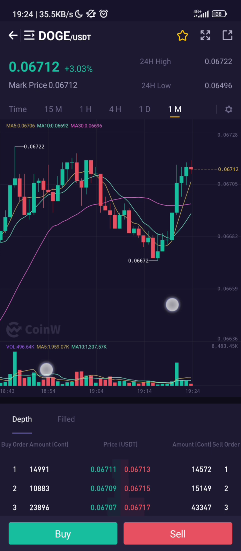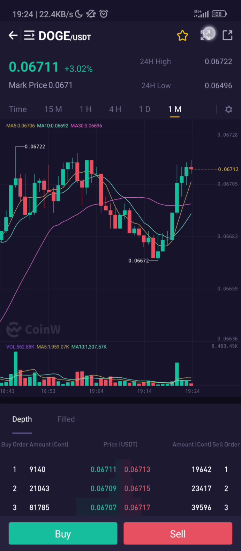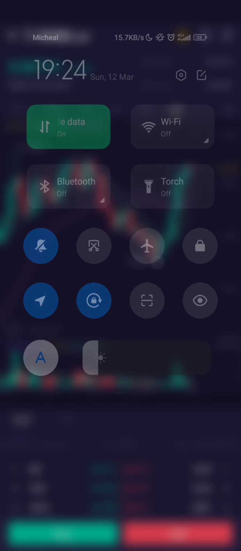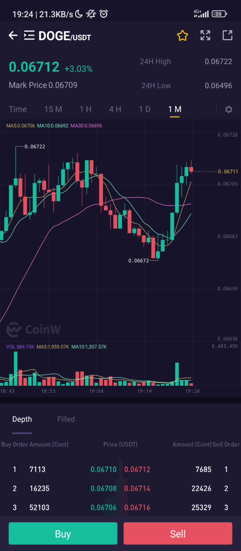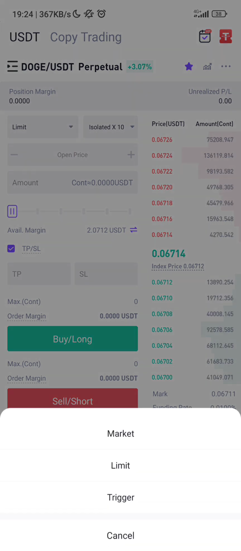Okay, so let's take a short position. What I'm saying is it's likely to go down. To maximize the charts, just click on this button here to maximize it. Okay, so this is the 1 cent screenshot. Let's go back. Now let's take a short position from here. Let me enter at the current market price.